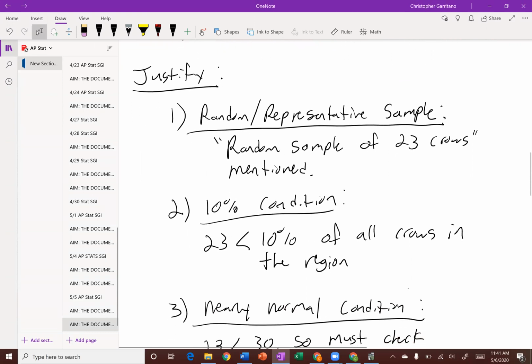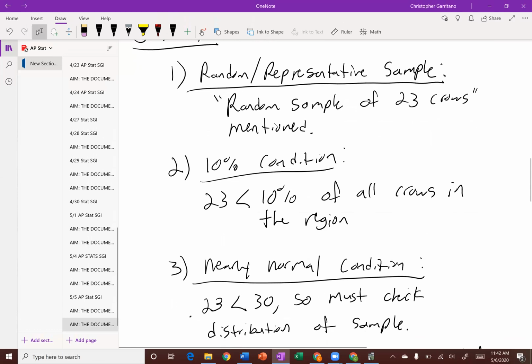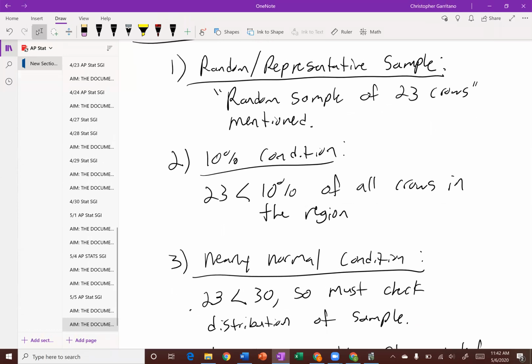And 3, the nearly normal condition. Like I mentioned in the previous video, if we have a large enough sample size, in other words, if n is greater than 30, the nearly normal condition is automatically met. That doesn't happen here. In this case, 23 is less than 30. So you have to check the sample itself and see whether the one sample of lead levels that you've obtained is distributed nearly normal.